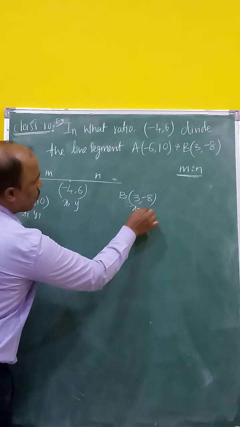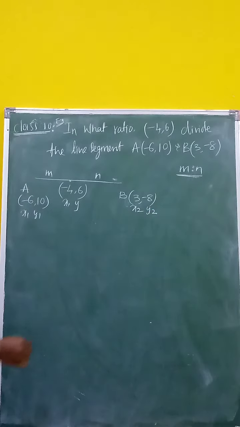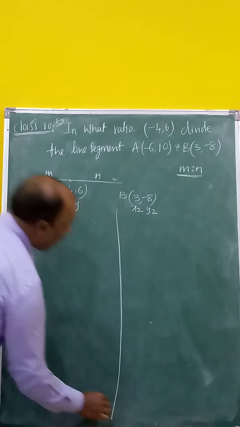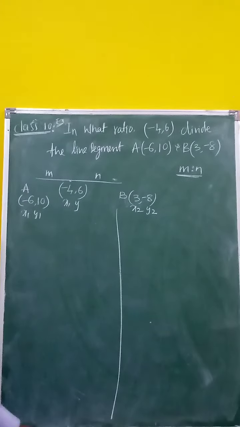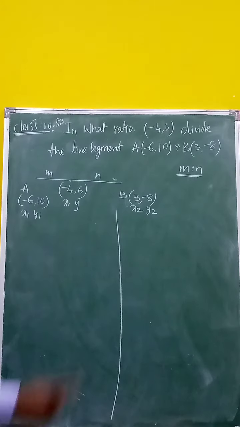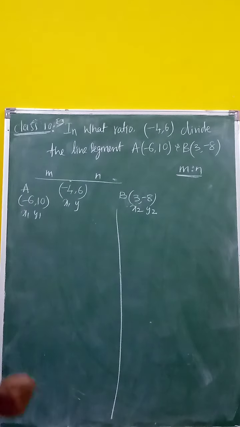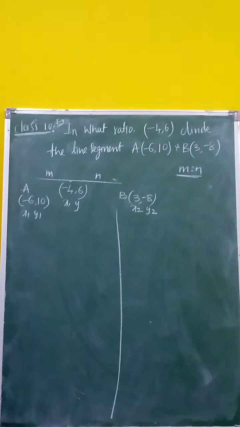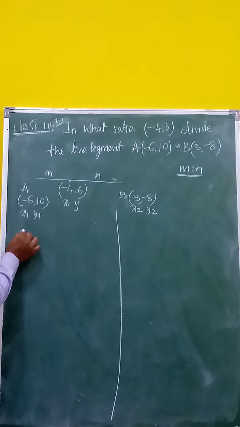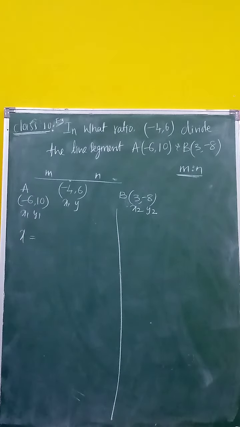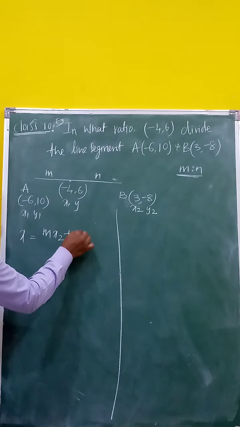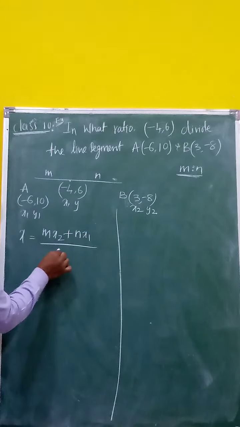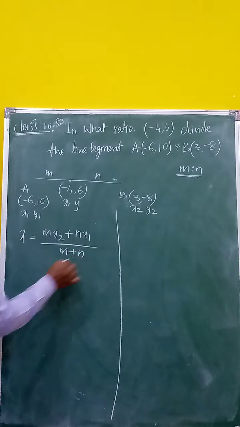Here x2, y2 are given. In this one option, if you take only the x coordinate or only the y coordinate, we will get the ratio. Okay. In this problem, I will show both, but you have to do only one. I'll go for only the x coordinate. What is the x coordinate in the section formula? x is equal to (mx2 plus nx1) by (m plus n).